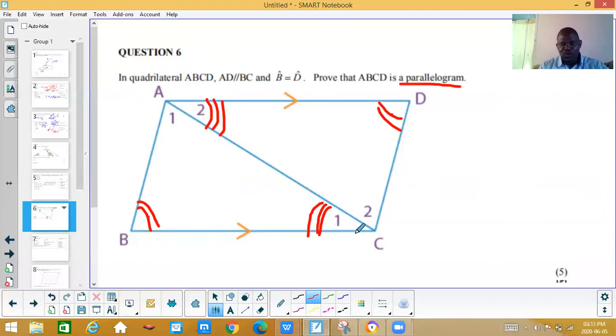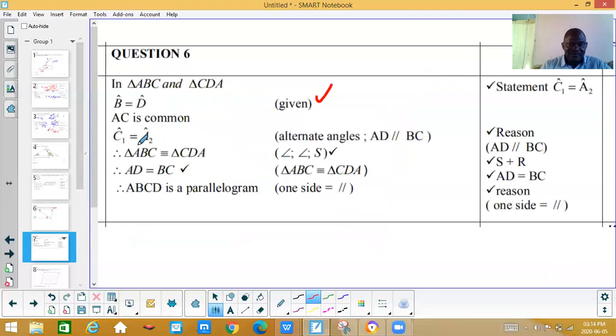A2 is equal to C2. Why? These are alternate angles, which at times we normally say are Z angles. They are Z angles. This one and this one, they are equal. Alternate angles. Now, when you talk of alternate angles, you must spell out the lines that are parallel, where AD and BC are parallel.